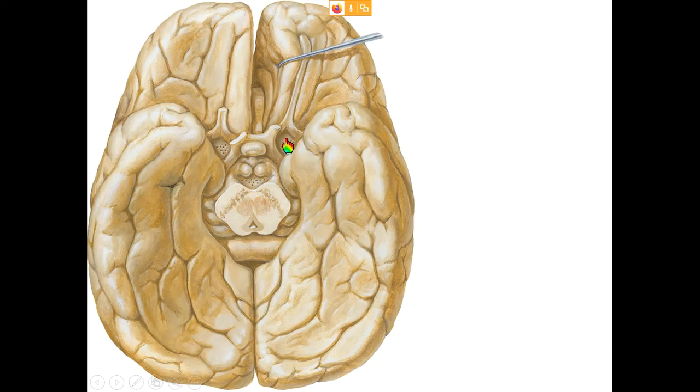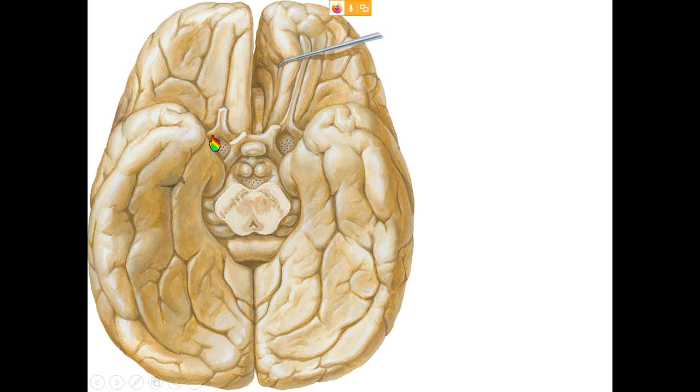Then the orbital surface is slightly concave and formed by the lower surface of the frontal lobe. Then we can identify a sulcus over here. Medially we can identify the olfactory sulcus, which lodges the olfactory bulb and olfactory tract. The tract reaches the anterior perforated substance and it is going to divide into medial and lateral striae.